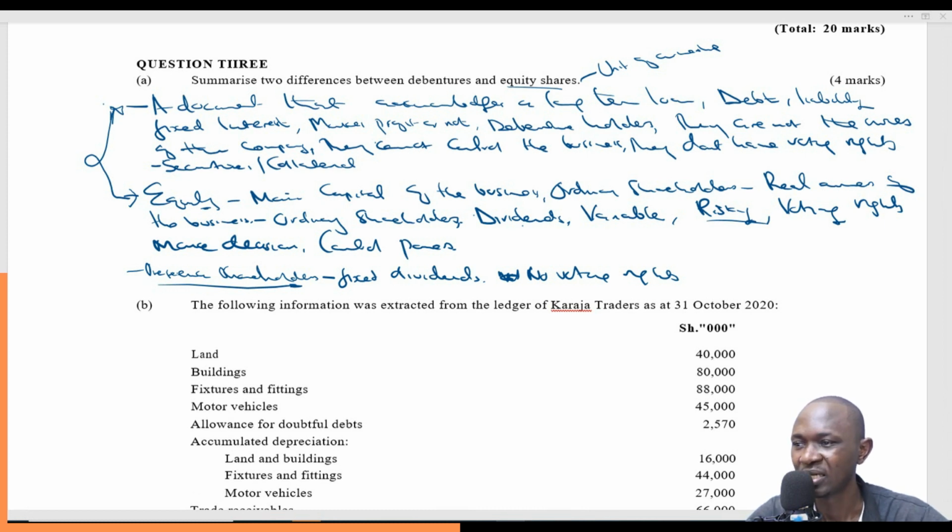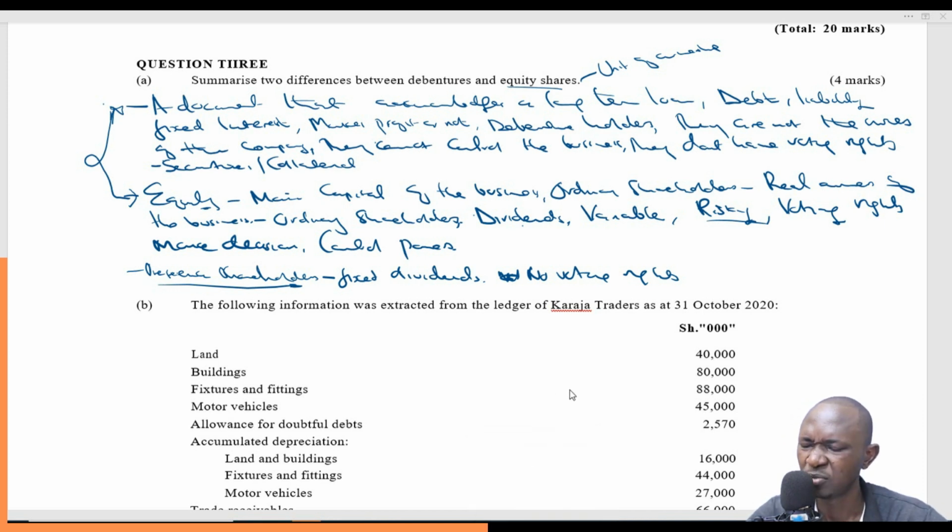They are quite risky because they are the last ones to be considered when it comes to dissolution. They enjoy voting rights. They have control of the company. They enjoy dividends, variable dividends. That means they have a chance of making very good returns if the company is doing well. And of course, they also form the real owners of the company.